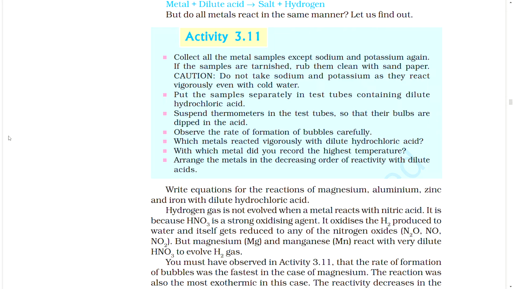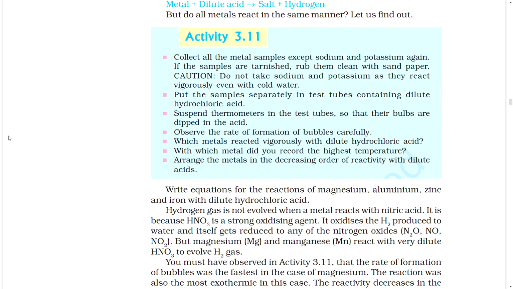Observe the rate of formation of bubbles carefully. Which metals reacted vigorously with dilute hydrochloric acid? With which metal did you record the highest temperature? Arrange the metals in the decreasing order of reactivity with dilute acids. Write equations for the reactions of magnesium, aluminium, zinc and iron with dilute hydrochloric acid.